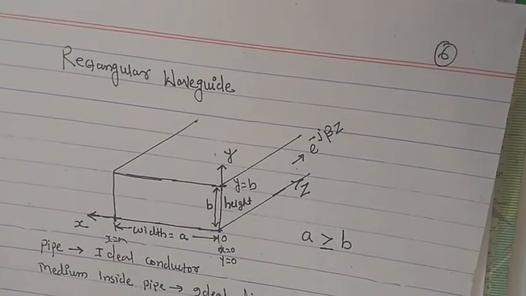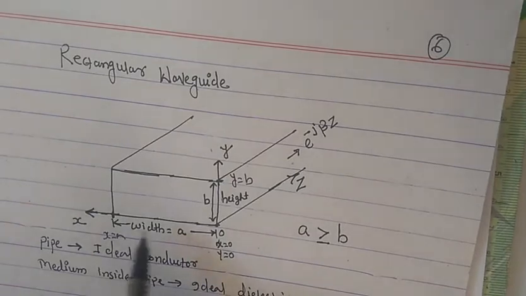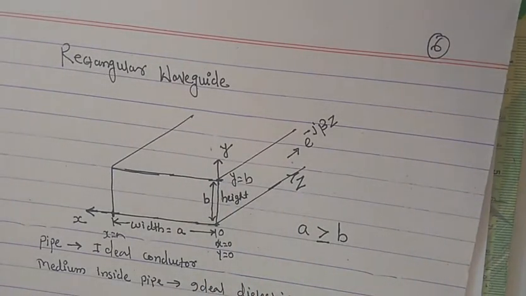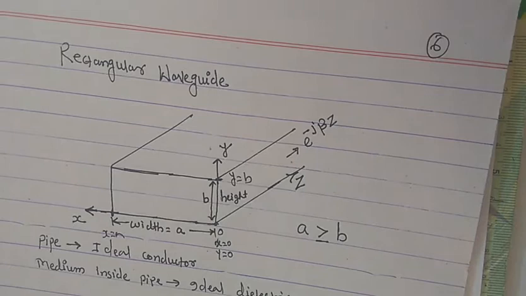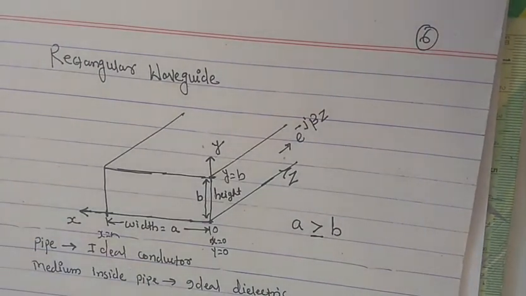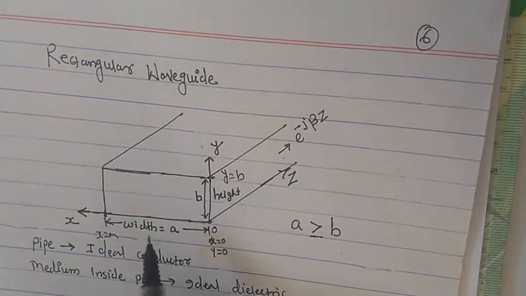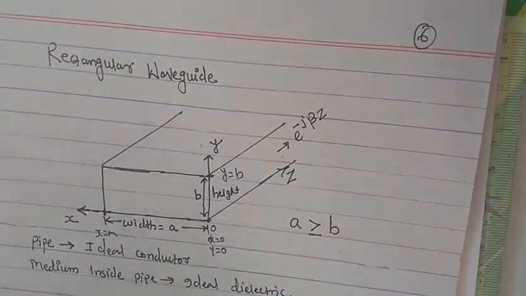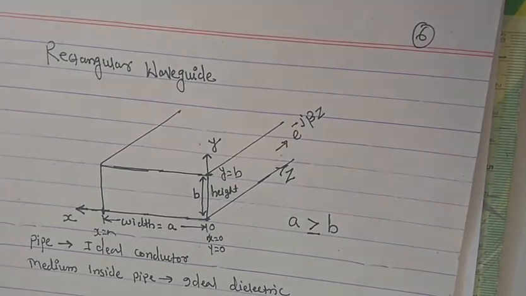In the last lecture, we have derived four field equations for TM mode of a rectangular waveguide. So this was the rectangular waveguide we have considered, and we have done its TM mode analysis. Now in this class, we'll do a TE mode analysis for this rectangular waveguide. The process will be almost similar.